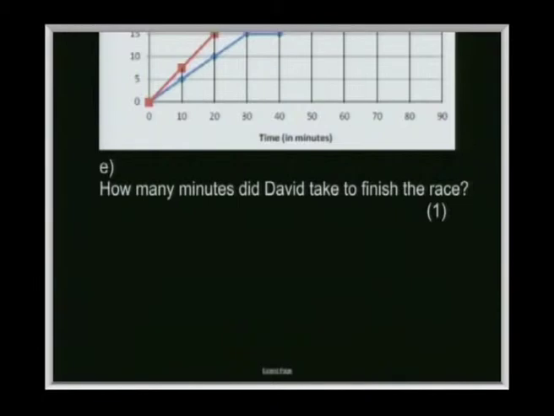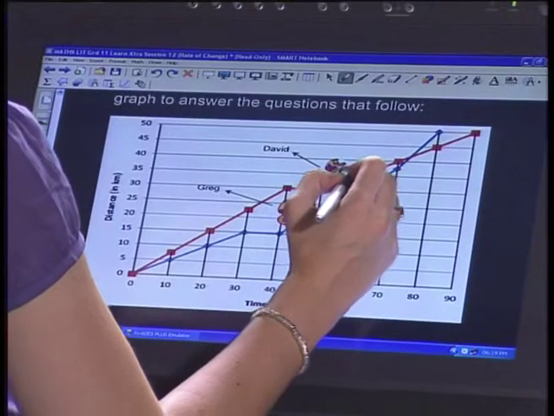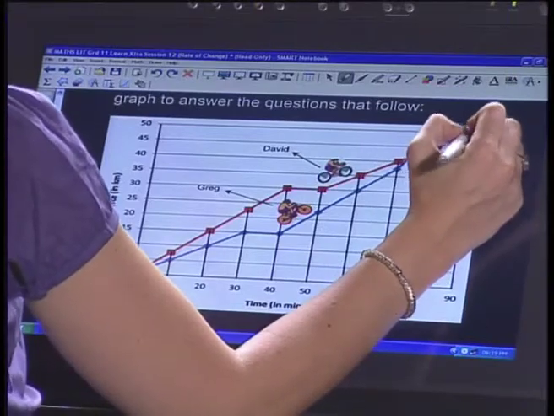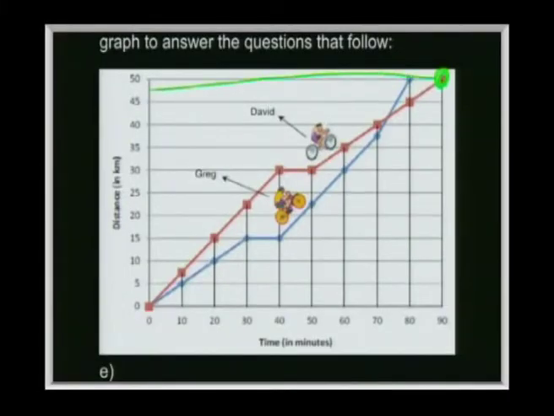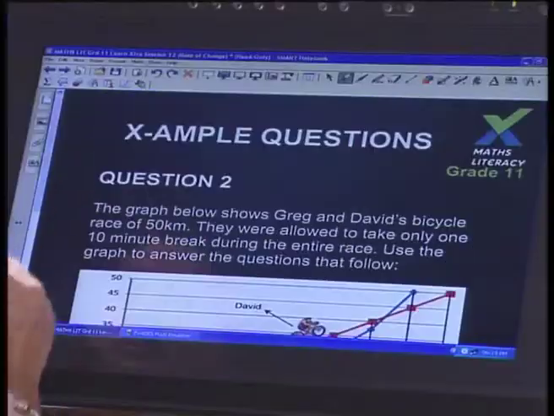E. How many minutes did David take to finish the race? Well, let's have a look at David. Here he is. He's the red line. And in the beginning, it looked like he was going faster, but he actually ended up being slower towards the end. And over here, that's where he finishes, because we know that our race was 50 kilometers long. And let's draw a line down. And over there, it is 90 minutes. So David took 90 minutes to finish the race. That's just an easy bit of reading off the graph. Let's move on to the next question.